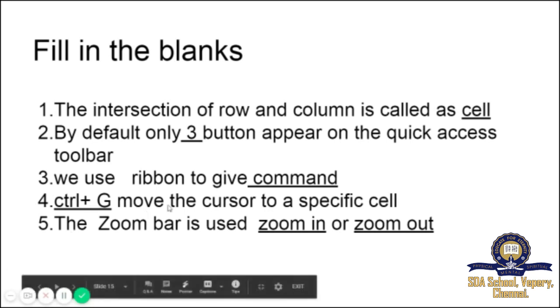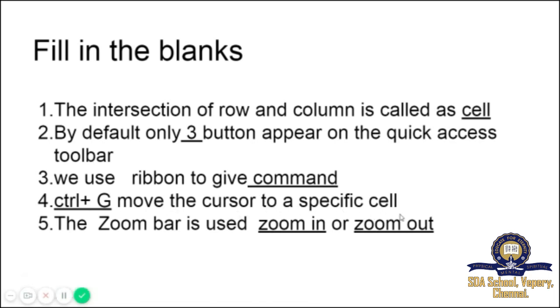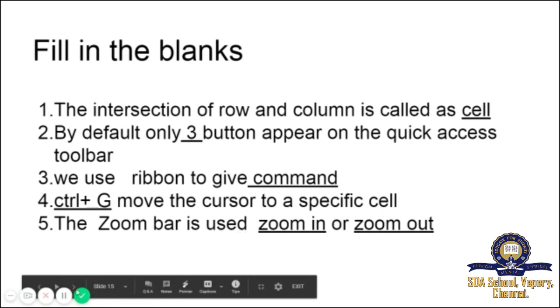Then Control G moves the cursor to a specific cell. If you want to go to any particular cell, suppose I want to go to AB1, then I have to press Control G and type AB1. I will move to that particular cell. The zoom bar is used to zoom in or zoom out, to enlarge or decrease the font. The zoom in and zoom out will be helpful.